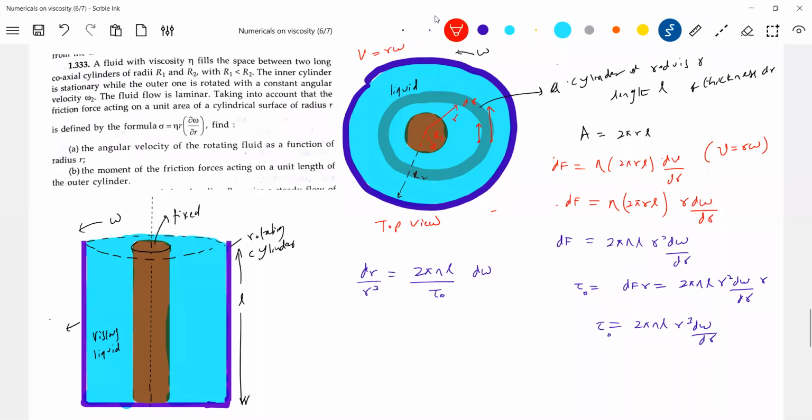Anybody, can you suggest the limit? At a distance r1, what is the angular velocity? It should be 0, because the inner cylinder is fixed, no? At a distance r, let omega be the angular velocity. This is the one equation. What should be the limit? The outer cylinder is rotating with angular velocity omega. What was given? Constant angular velocity omega 2.